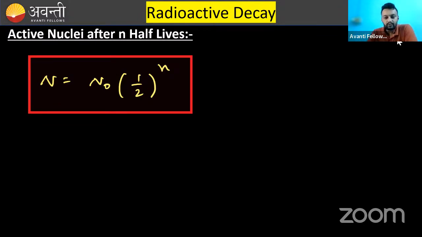Now, one more thing that I will explain to you. Active nuclei after n half-lives. Listen to me very carefully. Let's suppose there were N naught nuclei. After one half-life, HL means half-life, the nuclei will be N naught by 2. Do you agree with that? Nuclei will be N naught by 2.